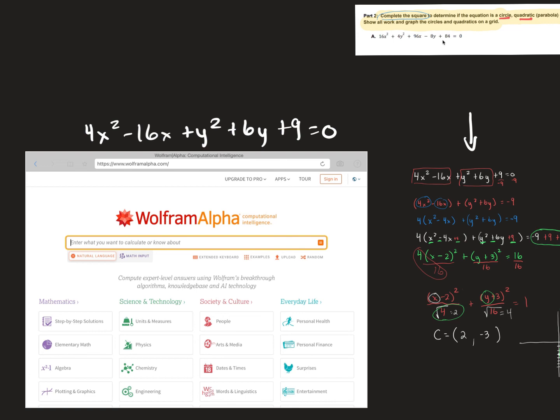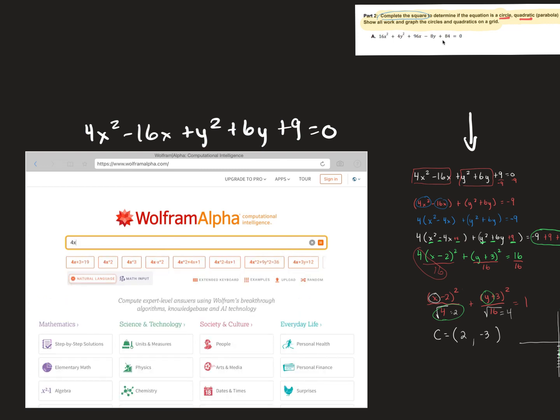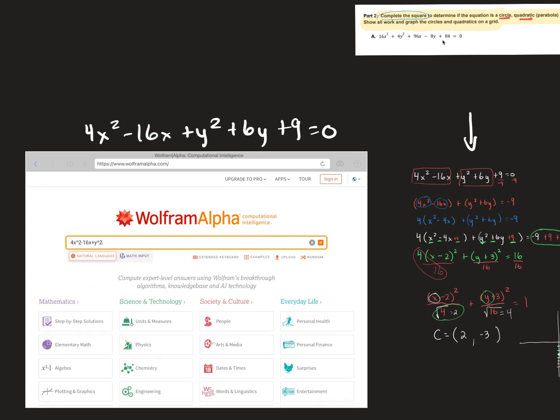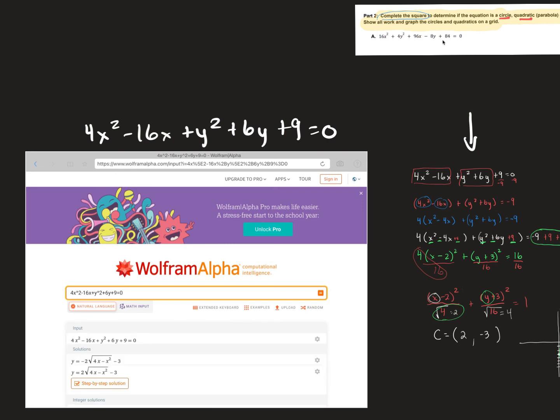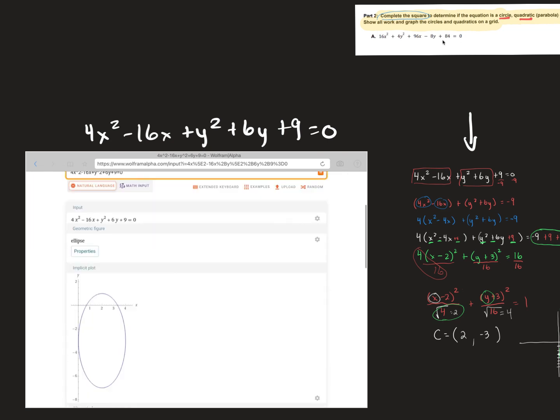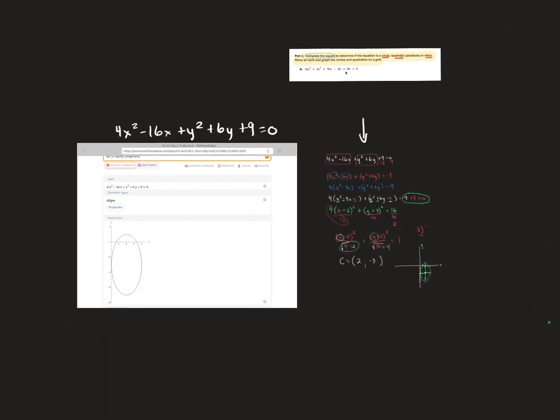So here we go. So I've got 4x squared minus 16x plus y squared plus 6y plus 9 equals 0. Let me look at it and make sure that I put it in right. 4x squared minus 16x plus y squared plus 6y plus 9 equals 0. So I'm going to press enter, and it's going to show me what the graph looks like. There it is. And you can see it looks basically identical to the one we did, right?